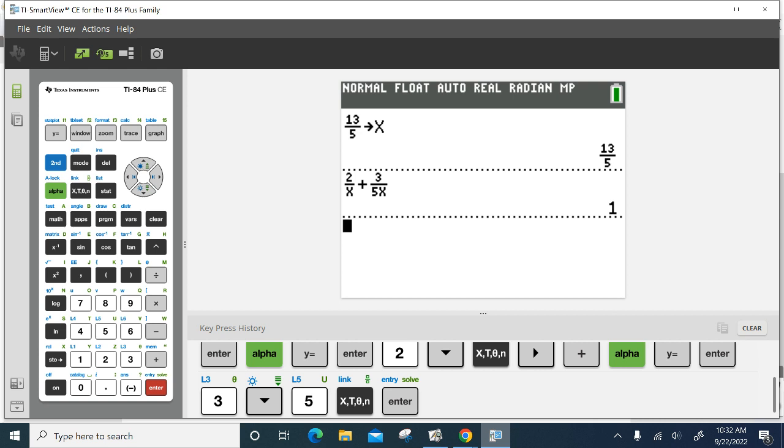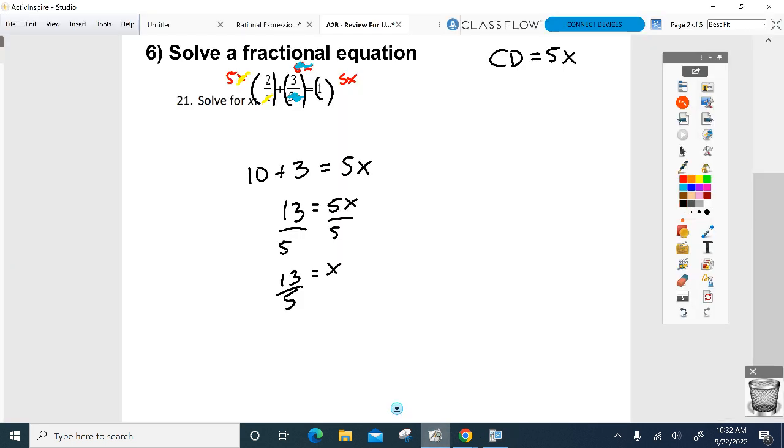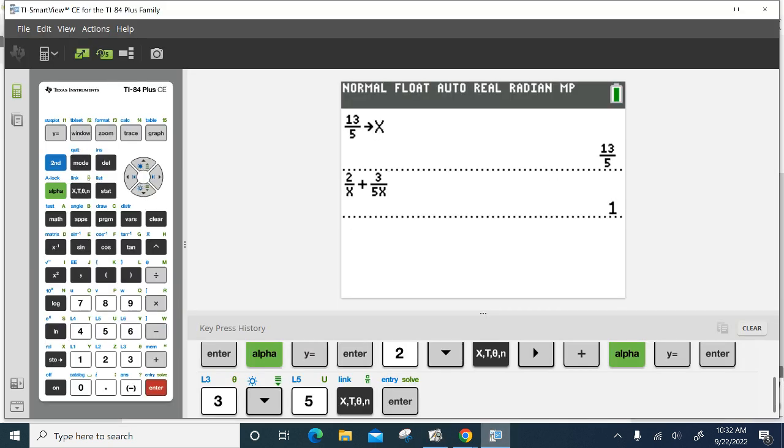Store 13/5 into your calculator. Store it in for X. So type in 13/5 first. Store it in for X. Type in that entire left side of the equal sign. And hopefully when you hit enter, you see what number? The right side, 1. Yep.